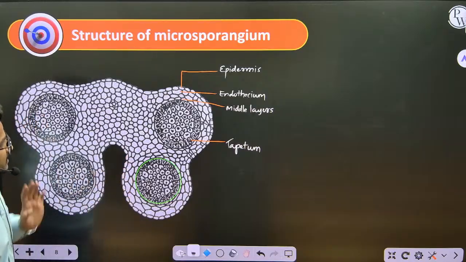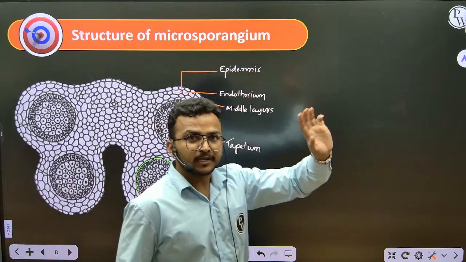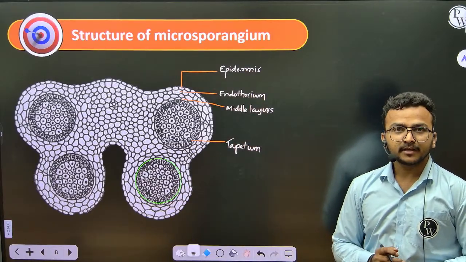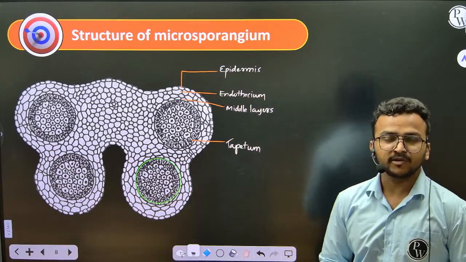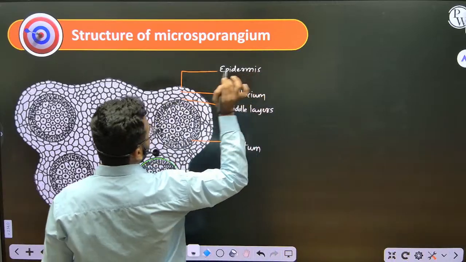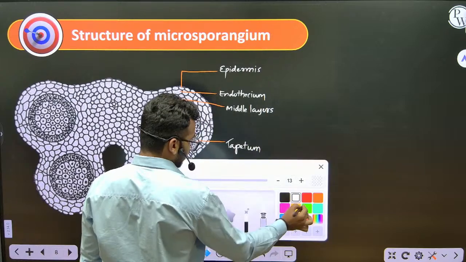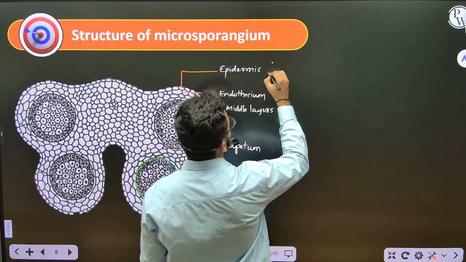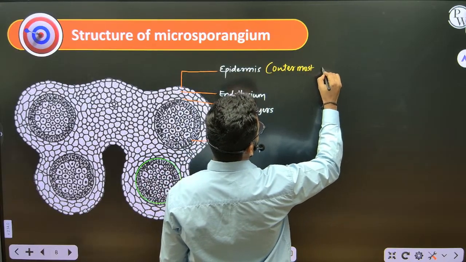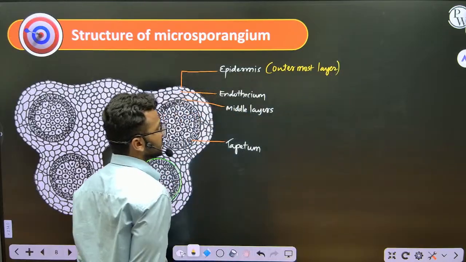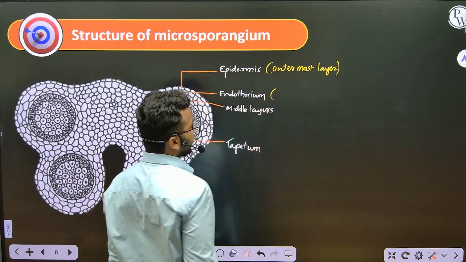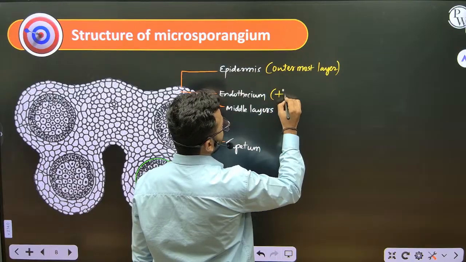Now coming to the functions. Epidermis, endothecium, and the middle layers work together as a protective unit, though their individual functions differ somewhat. Epidermis is the outermost layer, or the first layer, which helps in protection. And the next layer is endothecium. Endothecium is the second layer, and it is hygroscopic in nature.